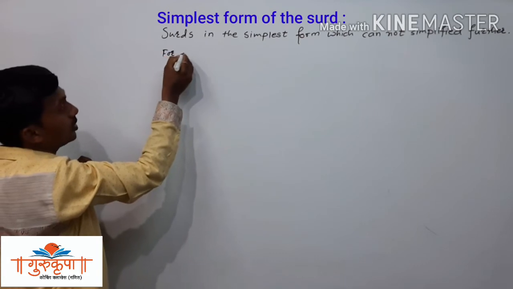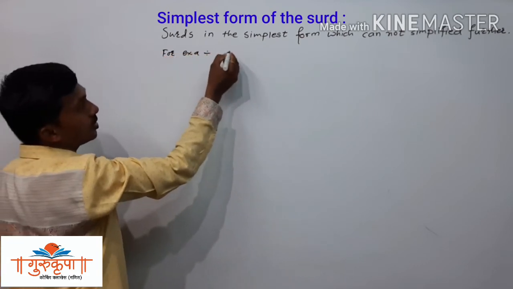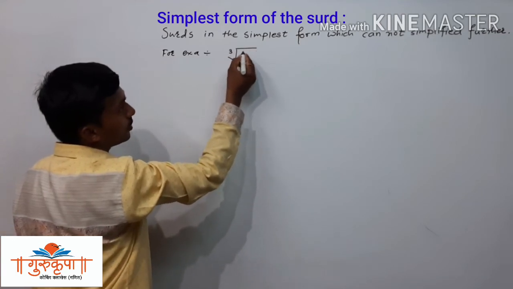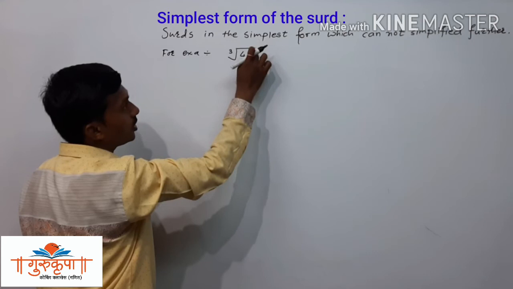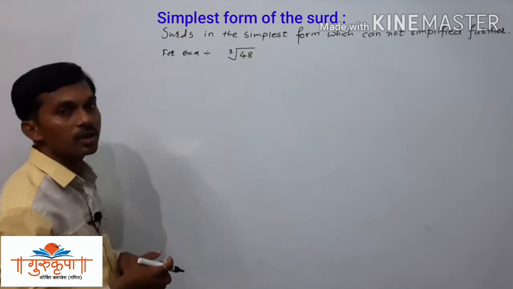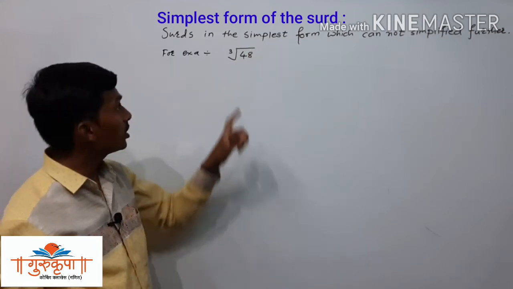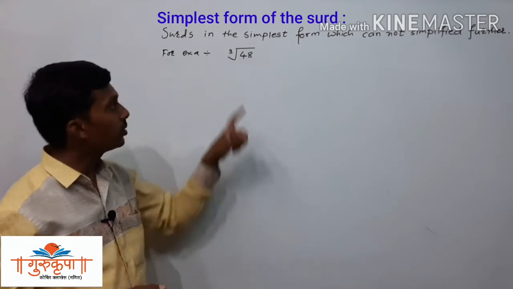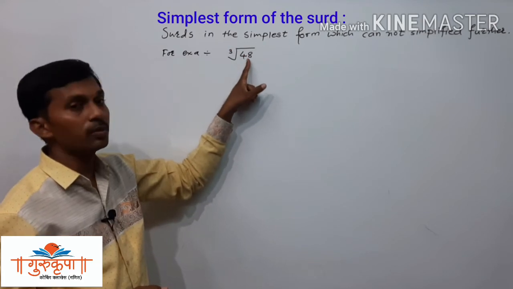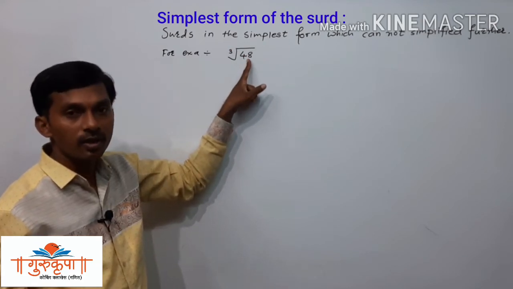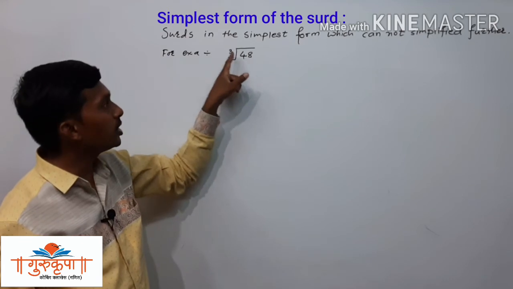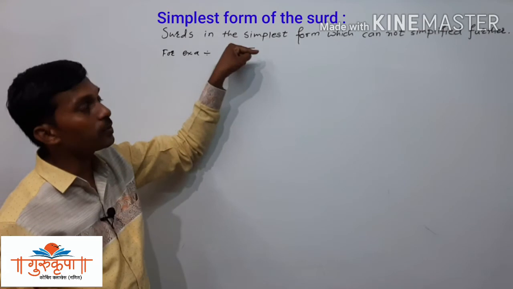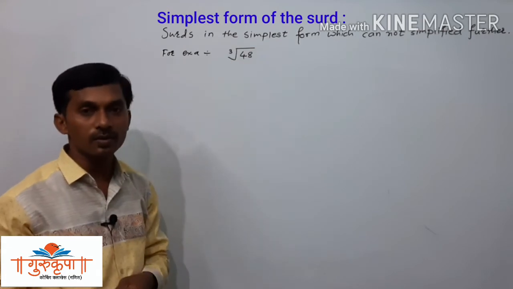For example, here we write cube root of 48, and now we have to check whether it is in the simplest form or it is not in the simplest form. Here, cube root of 48. We know that it is a surd since it is impossible to find the cube root of 48. Now we have to check whether it is in the simplest form or not.